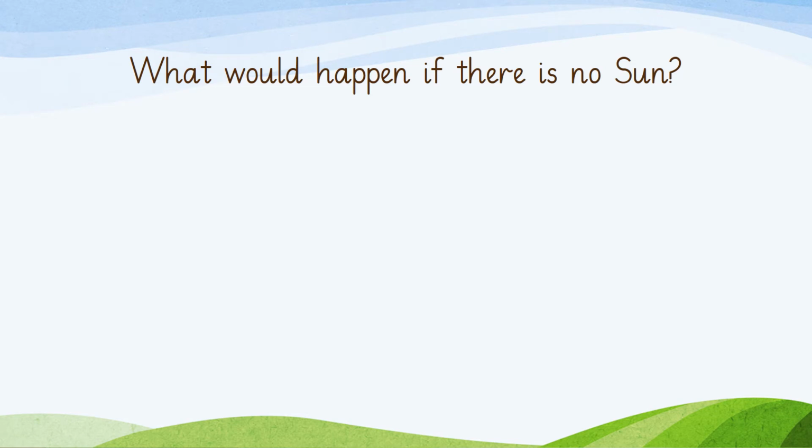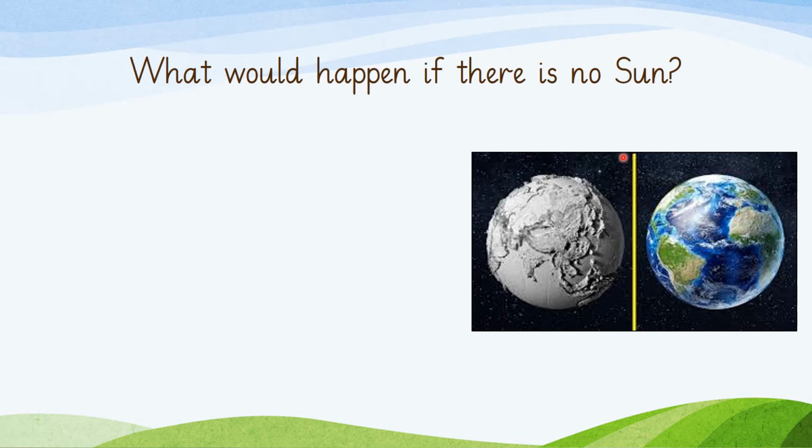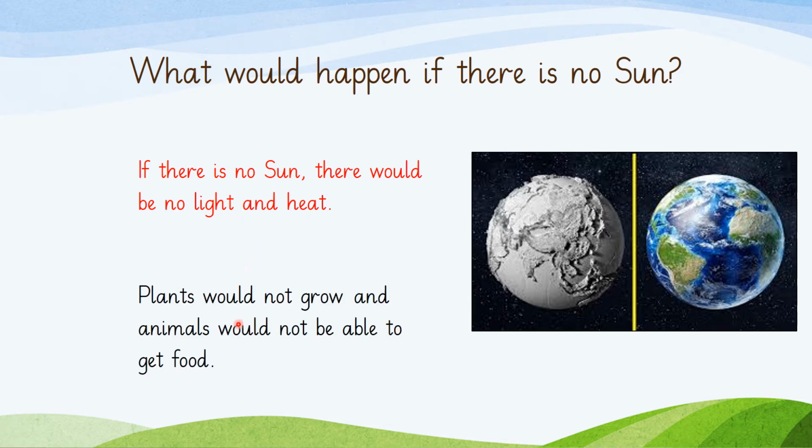What would happen if there is no sun? Our earth will look like this rather than this. You see, this is a living planet with greenery and water. None of this would be there if there is no sun. If there is no sun, there would be no light and no heat. Plants would not be able to grow and animals would not be able to get food. Eventually, all the living things would die.